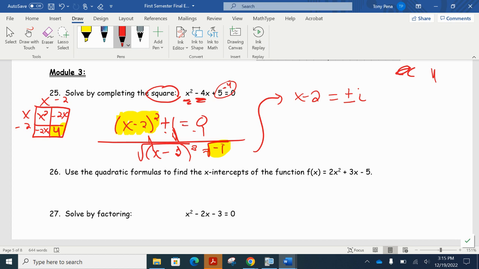All right, let me try another pen real quick. Cancels there, and we add the 2. On the left-hand side, we just end up with that x now. And then what we get over here is the positive negative i increased by 2.